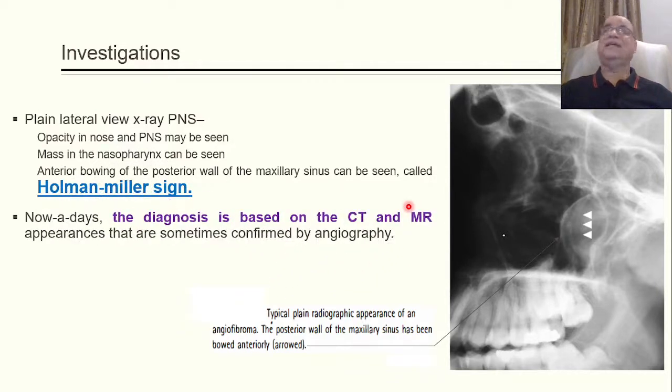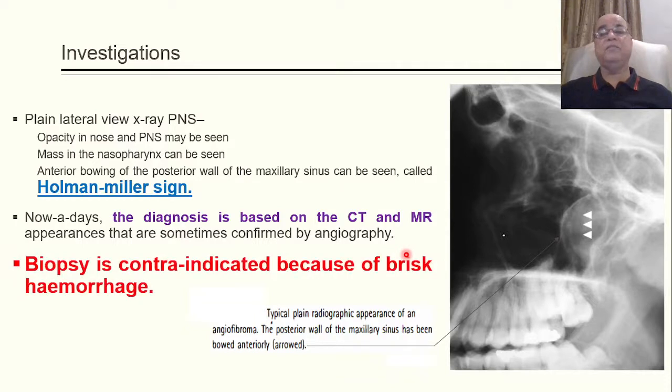But of course, CT scan is the investigation of choice, which will give us better bony details and extension of the tumor. And with MRI, it is very helpful to stage the disease. And we can even go for angiography to find out the feeding blood vessel, because it is a highly vascular tumor. And we can even go for embolization later on. But what is important is that even in a suspected case of angiofibroma, never go for biopsy. Biopsy is clearly contraindicated because of the brisk risk of very profuse hemorrhage.